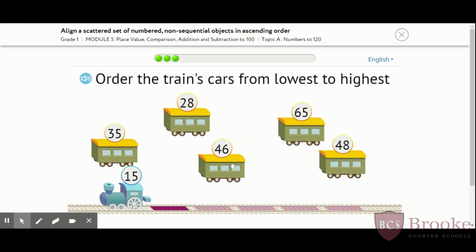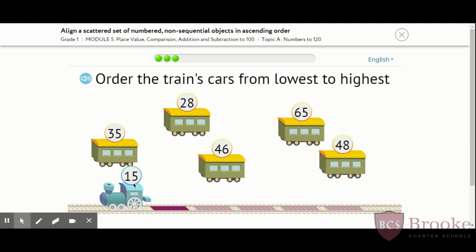This number says 46. This number says 65. And this number says 48. So now we want to think about, if I start with the smallest number, or the lowest value, 15, which number would come next?